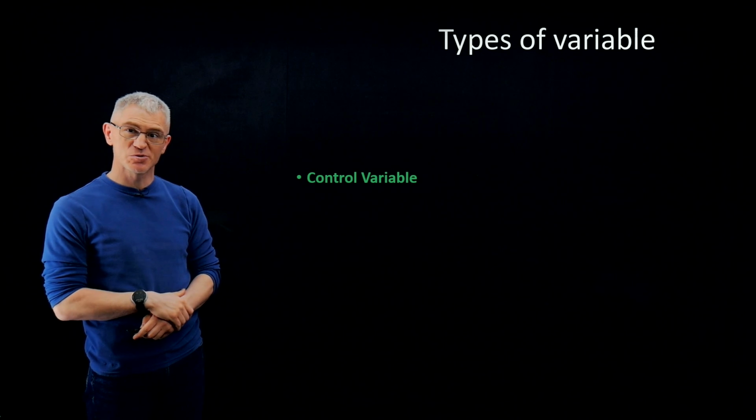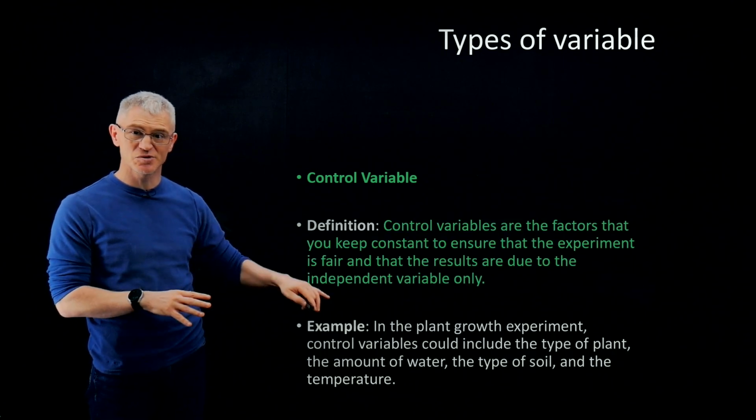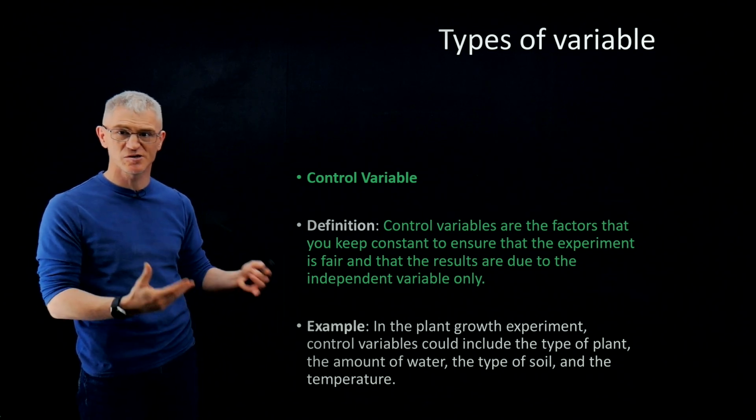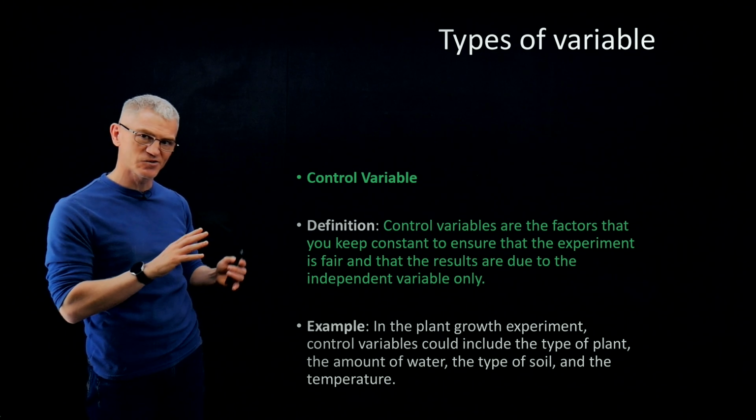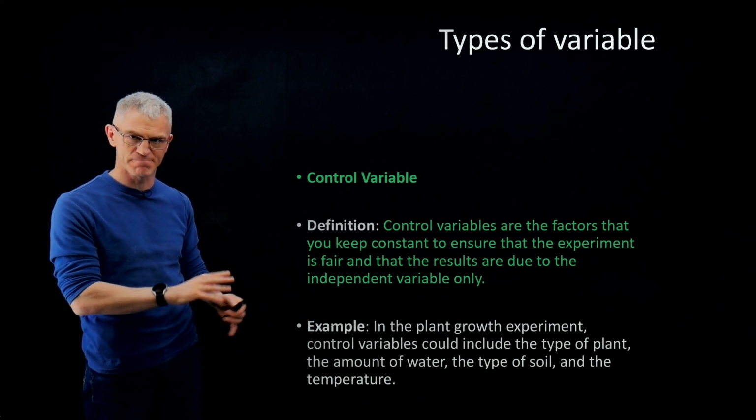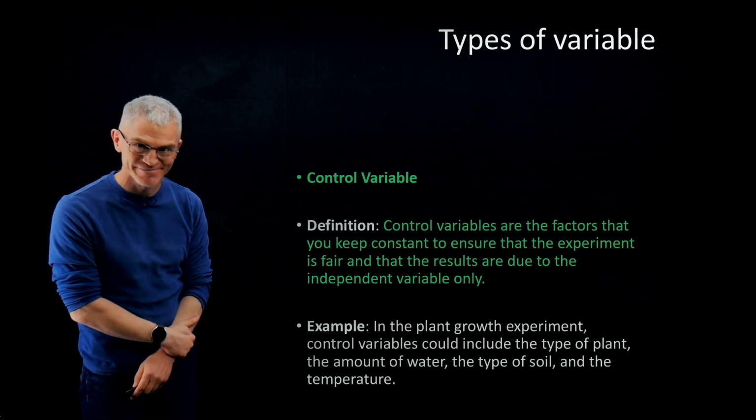The third type of variable is control. That's the one you keep the same. So in this experiment, you would keep the type of plant, the amount of water, type of soil, temperature, and all that kind of stuff. So you've got to be used to saying what is the thing you keep the same. Remember, in class, don't mess.